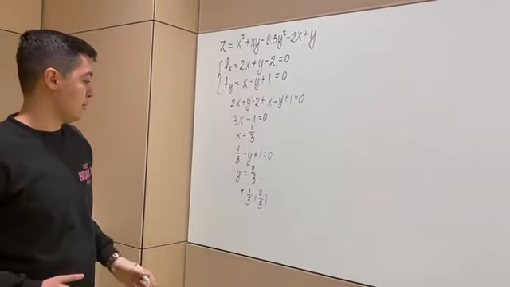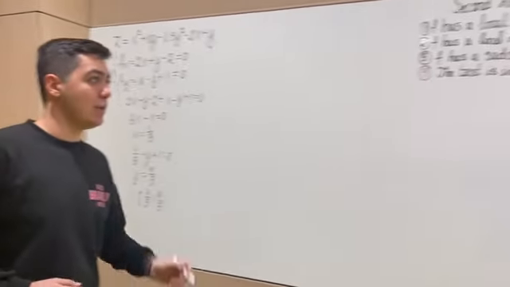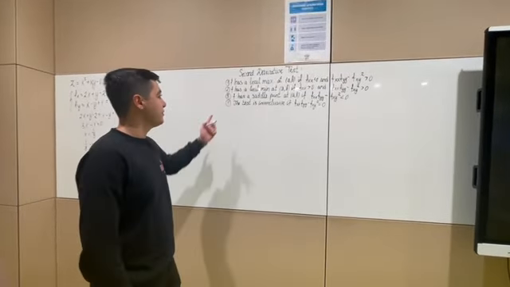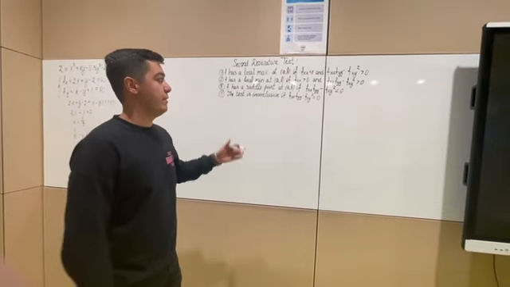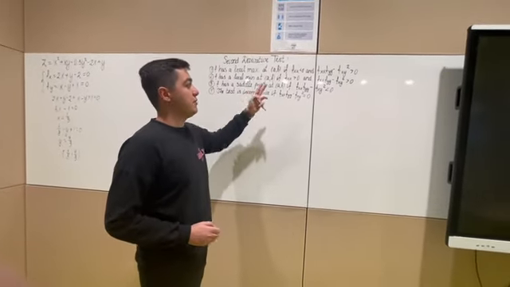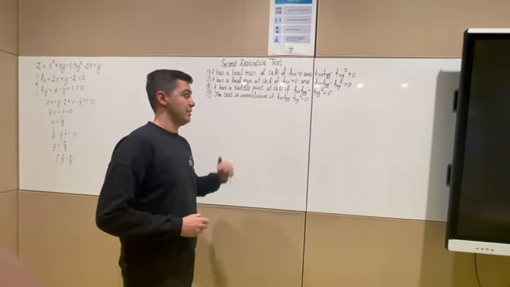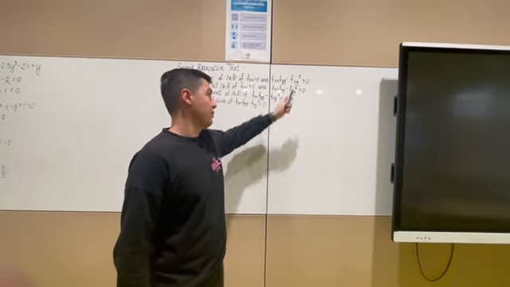Then to determine whether it's a local maximum, minimum or saddle point, we use the second derivative test, which has 4 cases. First, f has a local maximum at the critical point (a, b) if the second derivative of f with respect to x is less than 0, and this expression is greater than 0.